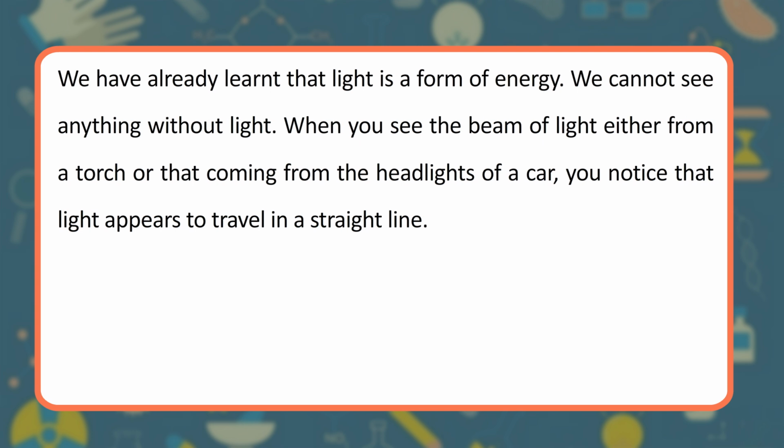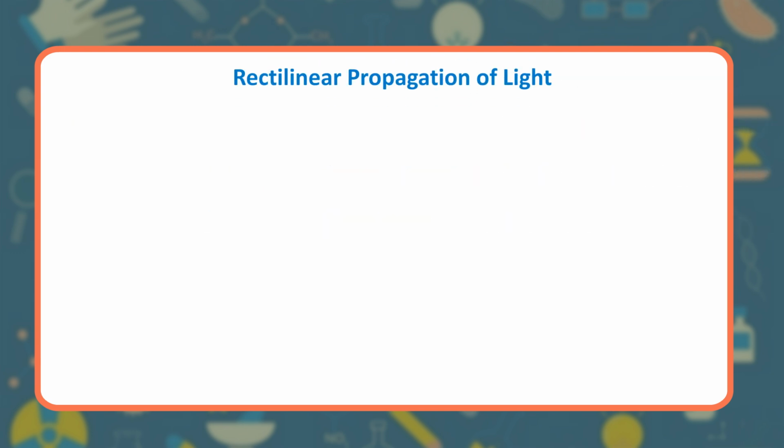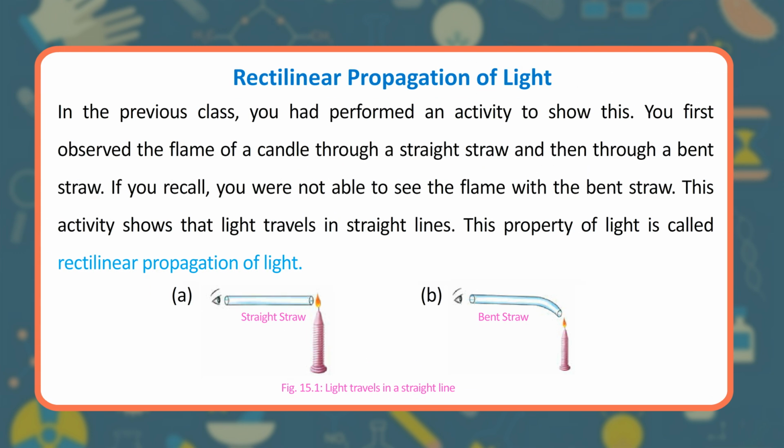We have already learnt that light is a form of energy. We cannot see anything without light. When you see the beam of light either from a torch or that coming from the headlights of a car, you notice that light appears to travel in a straight line. Rectilinear propagation of light. In the previous class, you had performed an activity to show this.